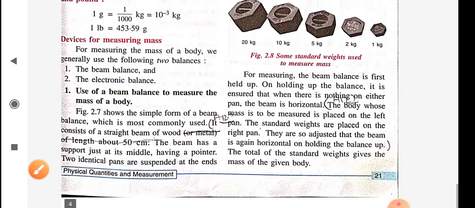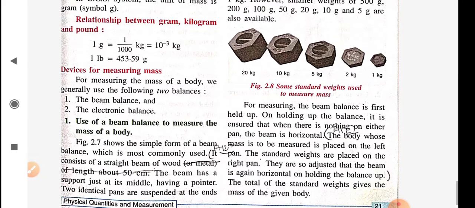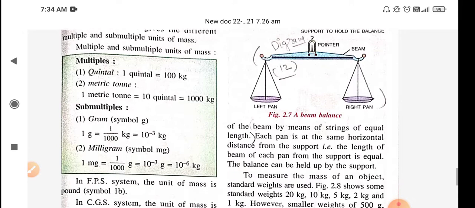So what is the beam balance? The beam balance has a support just at its middle, having a pointer. Two identical pans are suspended at the ends of the beam by means of strings of equal length. Each pan is at the same horizontal distance from the support, that is, the length of the beam on each side of the support is equal.